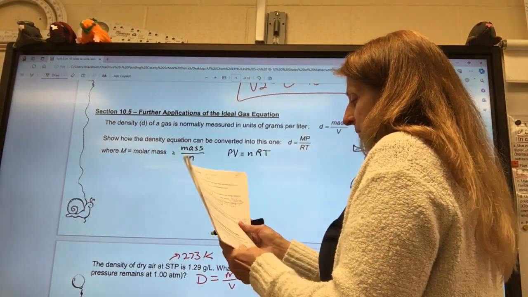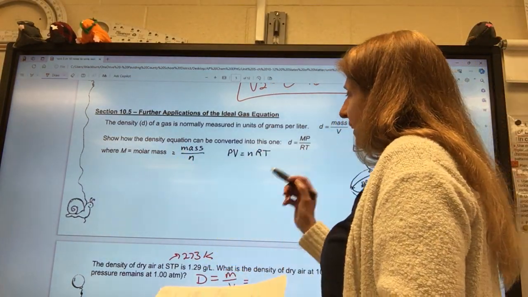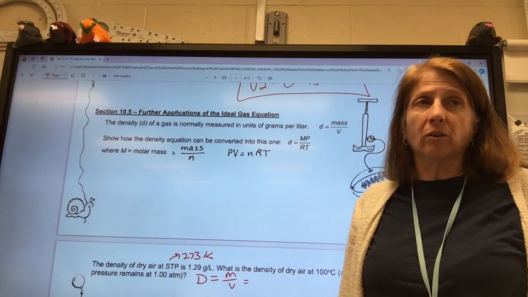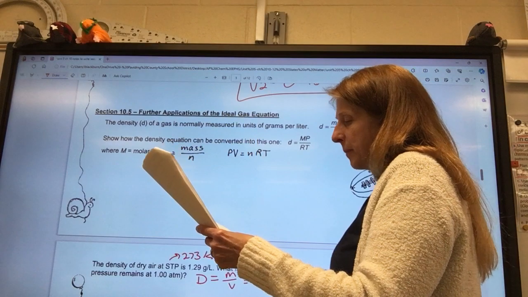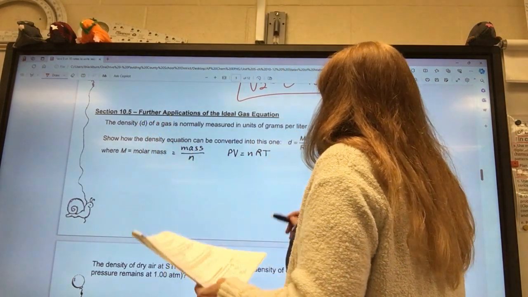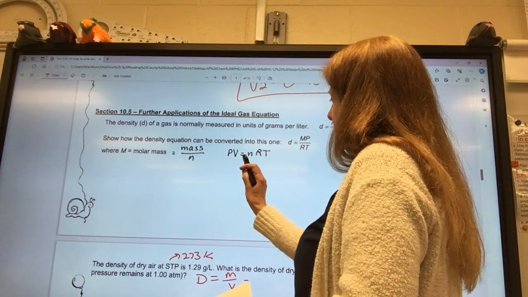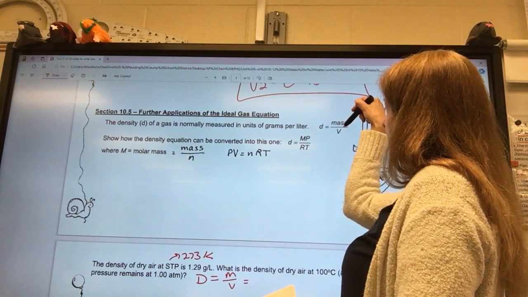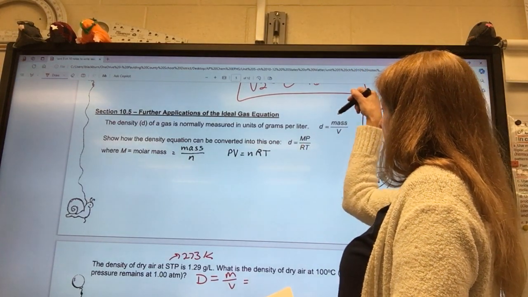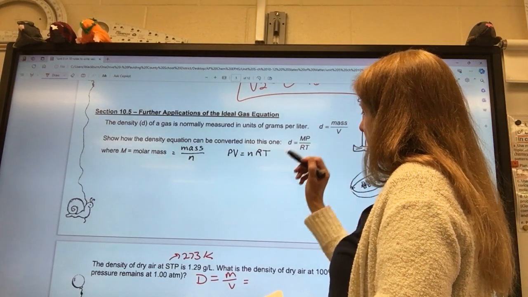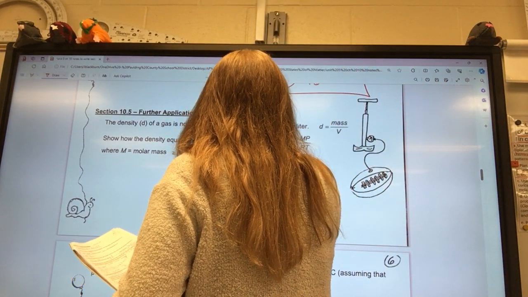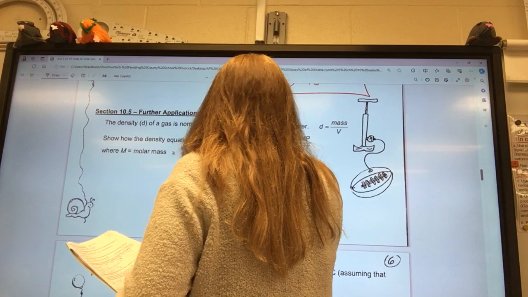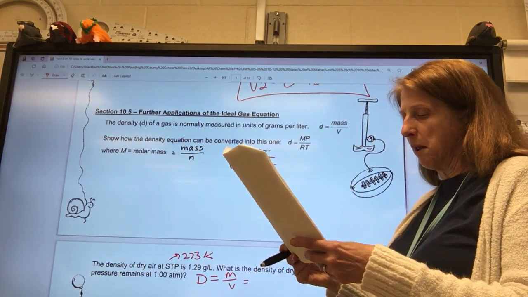Again, they want us to use PV equals nRT. Now, this is no numbers. This is just rearranging equations. So we're going to have to do that. Okay, so first of all, we're going to rearrange this to volume because what they want us to do is deal with this equation. So volume equals nRT divided by P. Everybody good so far?